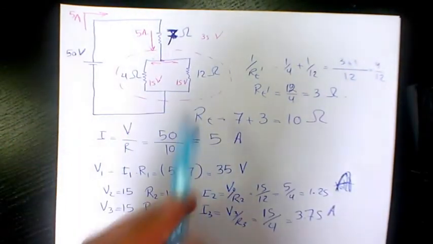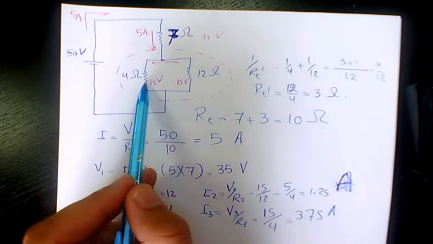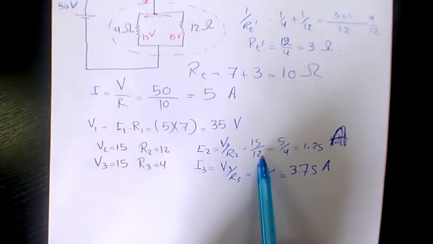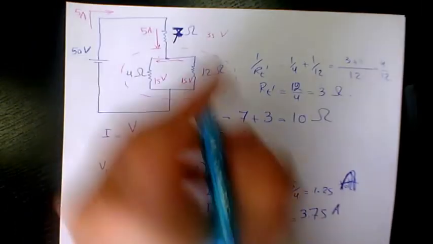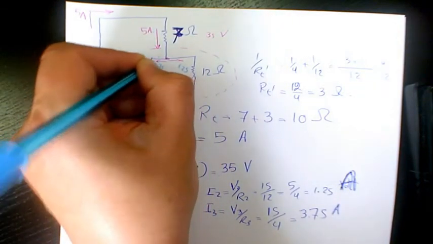So the one that has more resistance is going to have less amp. The one with less resistance is going to have more amp, which is obvious from here. The one that has 12 ohm is 1.25, and the other one is 3.75 amp.